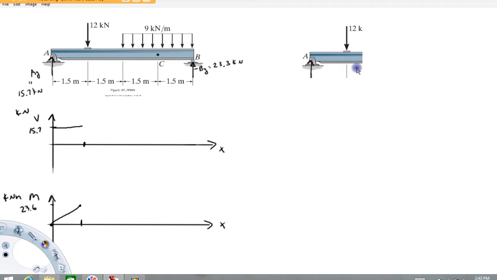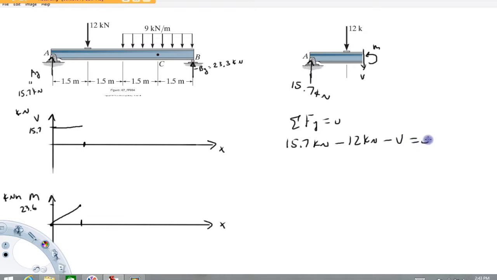That's going to be an arbitrary location. All right, so now, free body diagram, we've got our force AY here, which is still the 15.7 kilonewtons. This 12 kilonewtons is now part of this load. No other loading in here anywhere, but at our cut here, we have the internal shear and bending moment. Again, applied at that point. We can get the shear from sum of all forces y direction equals 0. That's going to be 15.7 kilonewtons minus 12 kilonewtons minus shear equals 0.